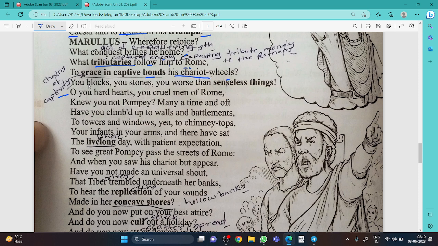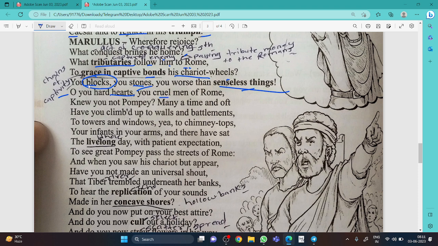"His chariot wheels. You blocks," means block-headed. "You stones. You worse than senseless things. Oh, you hard hearts." Sorry, beta. These all are hard words, like you can say abuses. You blockheaded, you stones, you worse than senseless things, you hard hearts, you cruel men of Rome.